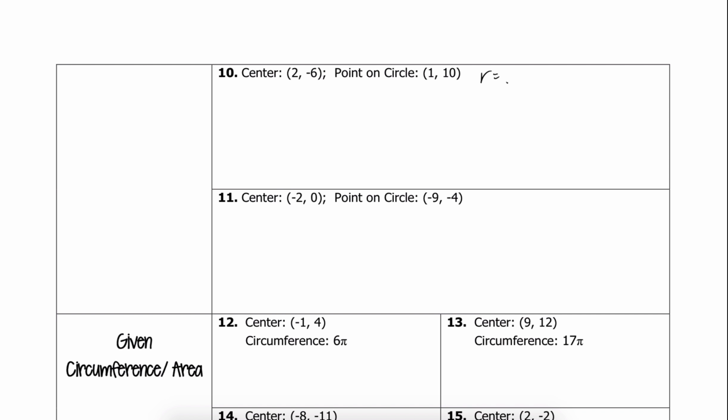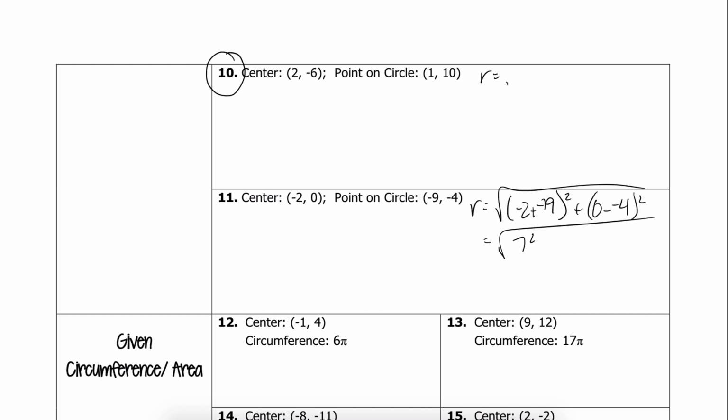Actually, I'm going to have you do number 10 on your own. And then I'm going to do 11. So here, the radius, I'm subtracting the x's. Negative 2 minus negative 9 squared plus 0 minus negative 4 squared. So this is going to be 7 squared. This is going to be 4 squared. Let's see, 49 plus 16 is 65. Square root of 65, that's your r.